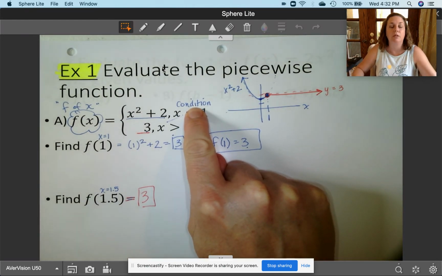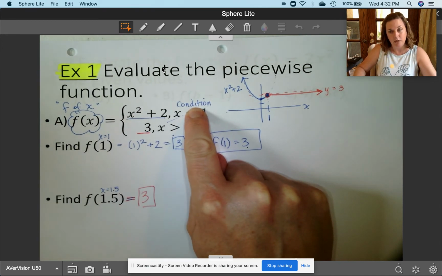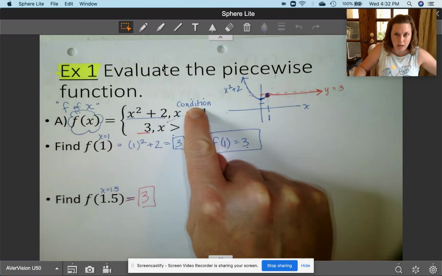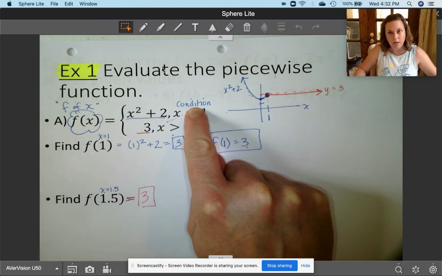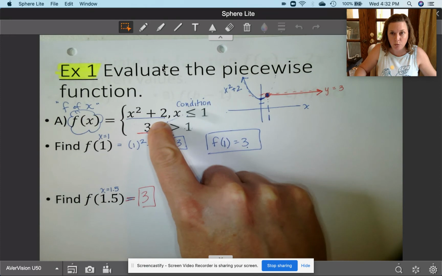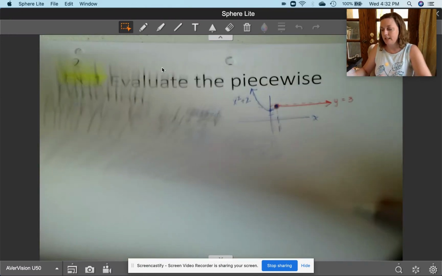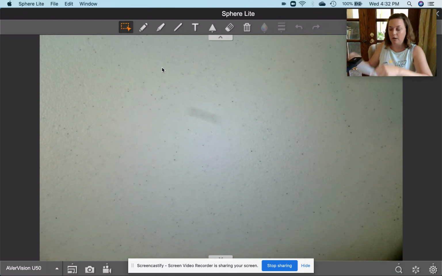AP Calculus because a lot of what you're doing is going to be, you have to set the condition first. If this is true, then we know this, and that's called the conditional statement. So we want to make sure that the condition is true first, then we can do the rule or the definition or the theorem or whatever it is. But this is a huge part of AP Calculus.